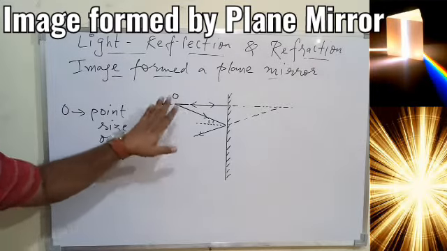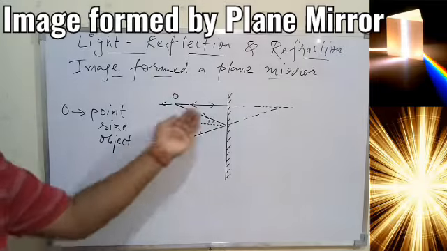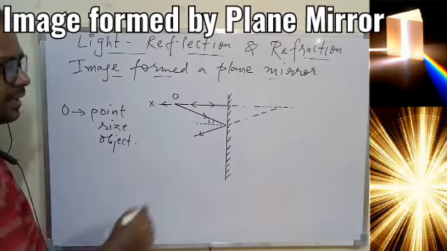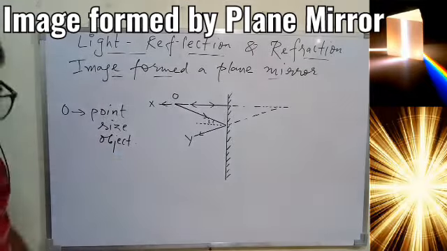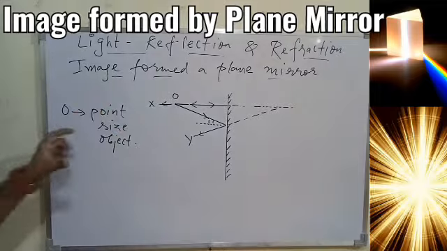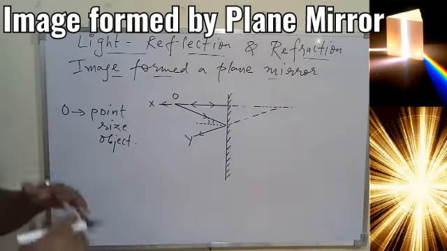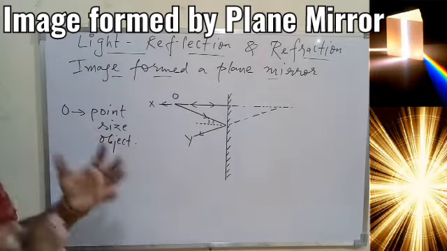Both the rays are basically coming from the same object O, but they are reflected from the plane mirror. Now if you see this reflected ray X and this reflected ray Y, they are basically diverging from each other. Since they are diverging, in front of the mirror it's not possible that they will converge, and if they cannot converge, the very first thing to know is they cannot form a real image.